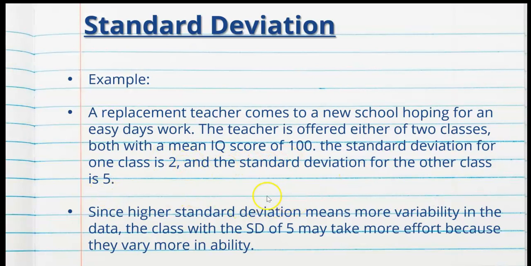Since higher standard deviation means more variability in the data and the results, the class with the standard deviation of 5 may take more effort because they vary more in ability. So even though the mean is the same for both classes, the standard deviation of 5 means that the students in that class have differing needs. Some are lower needs, some are higher needs. Whereas with the standard deviation of 2, they're all clustered closely around that mean of 100, so they're all around about the same ability level.